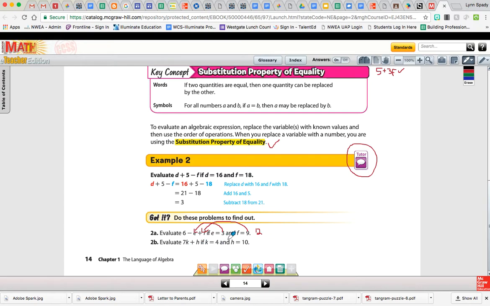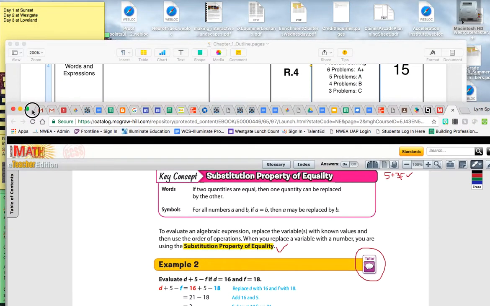For 2b, we're going to substitute that 4 in for k and that 10 in for h. So we have 7 times k, which is 7 times 4, which is 28. And then 28 plus 10 is equal to 38. Okay, make sure you have those on your note sheet and the answers there.